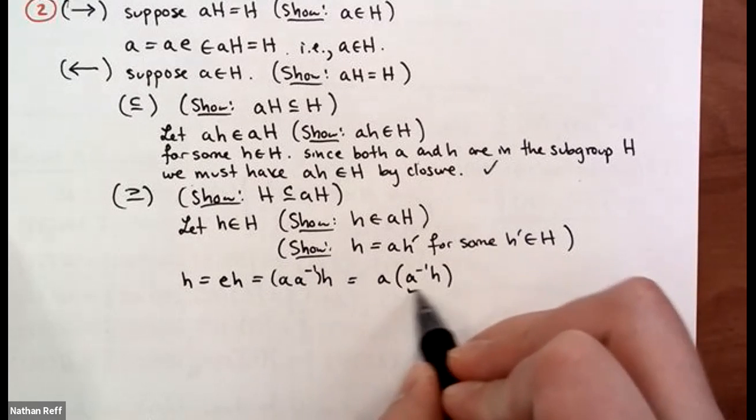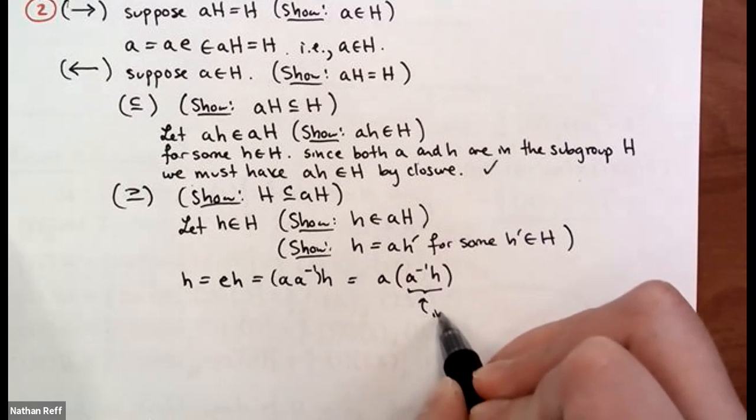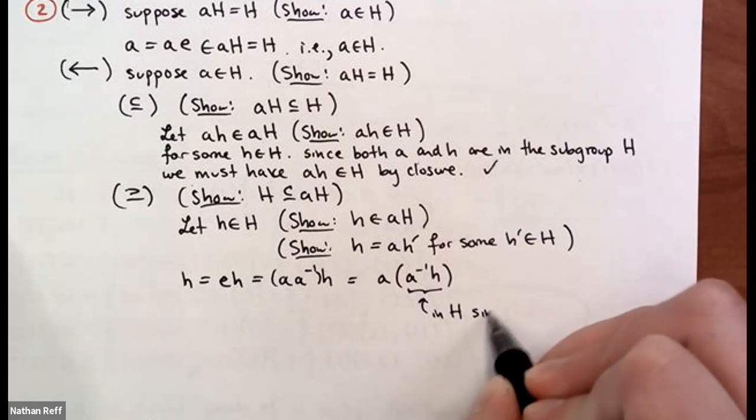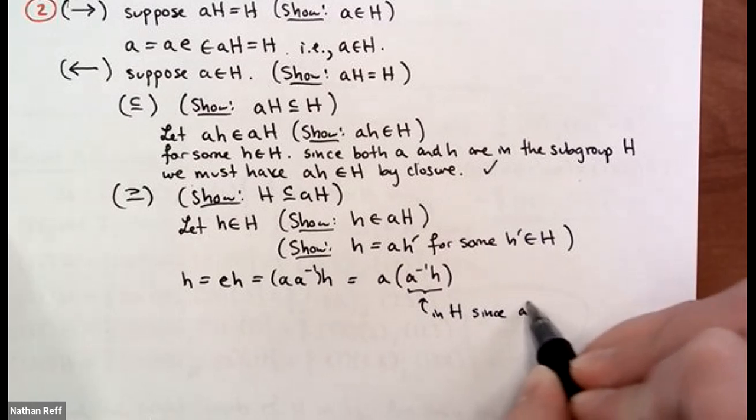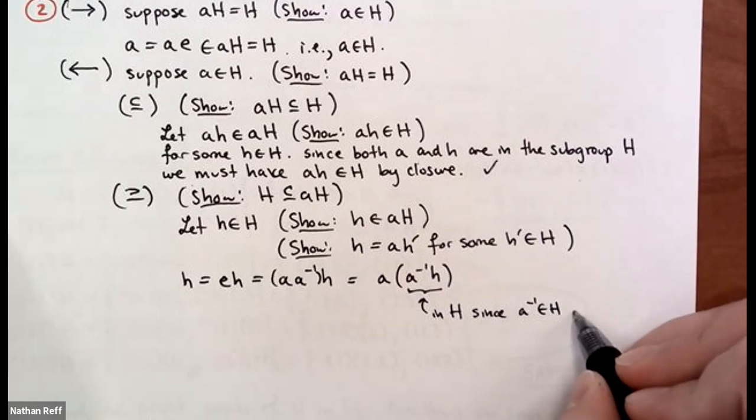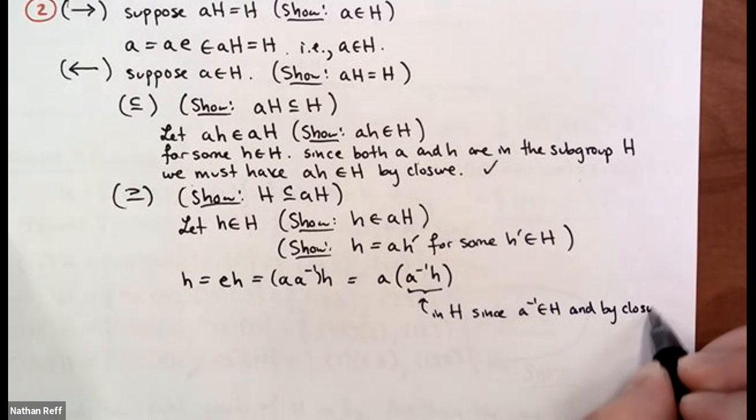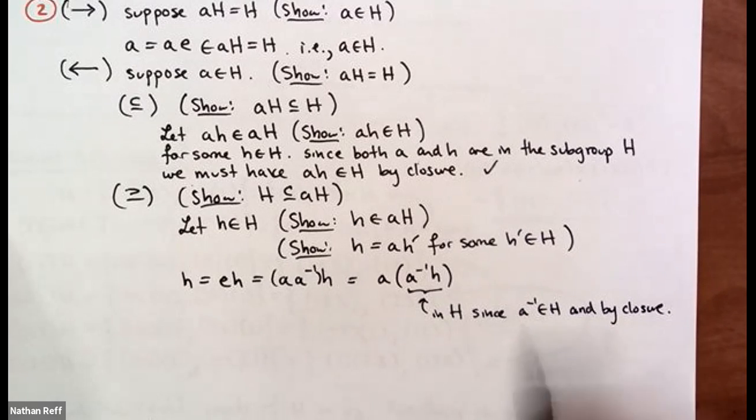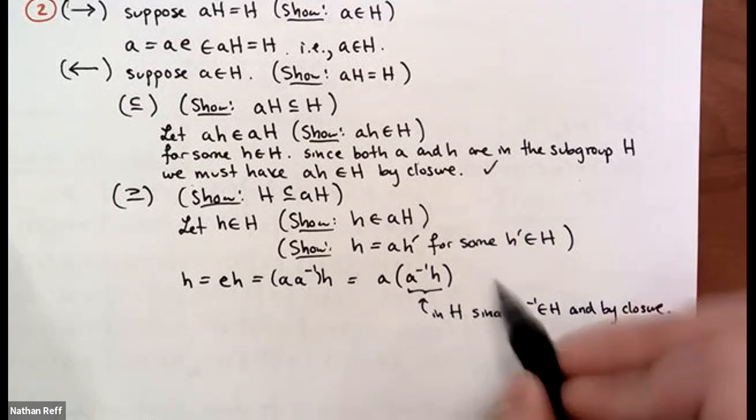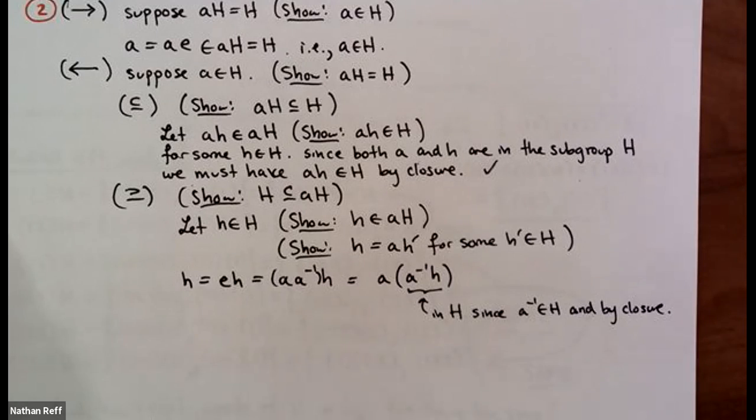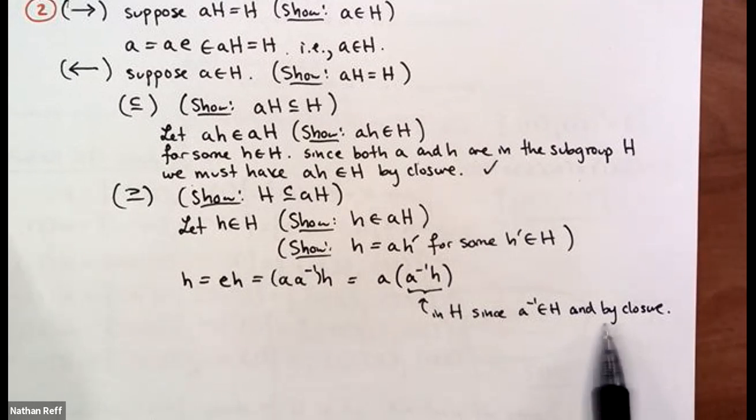So this is in H since A inverse is in H and by closure, right? So you could say something like that. Well, we already assumed that H was an element in H, right? Yeah, so by closure would be A inverse times that thing.